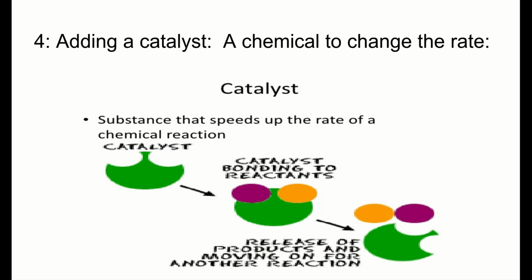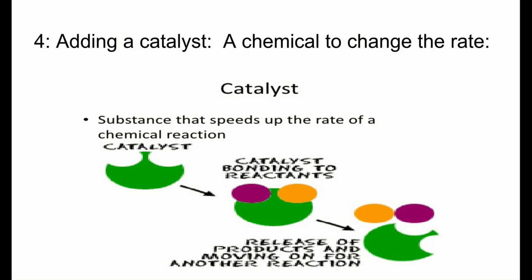Sometimes we can add a chemical. You and I did this in our nail experiment over on the windowsill. You added a catalyst. We added vinegar. We could have put the nail in the water with no vinegar, and it would have worked, but it would have taken a lot longer. So a catalyst is a substance that speeds up the rate of a chemical reaction.